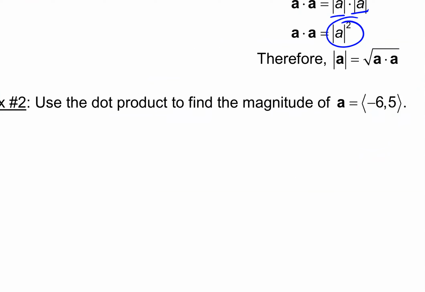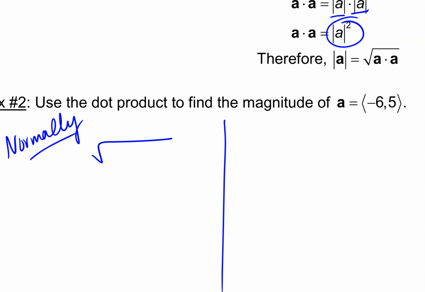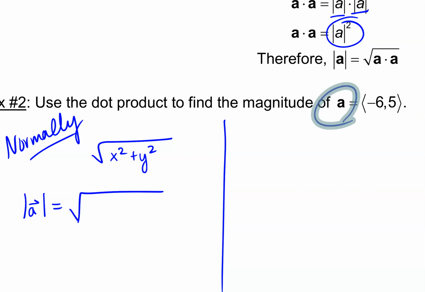I'm going to show you two different ways to do it. This is the way we normally do it, and then I'm going to show you the way with the dot product. Normally when we take the magnitude, we say a squared plus b squared because we're using the x and y components. The magnitude of a is my x component squared plus my y component squared, and the magnitude of my actual vector is the hypotenuse of my triangle. So I have -6 squared plus 5 squared.